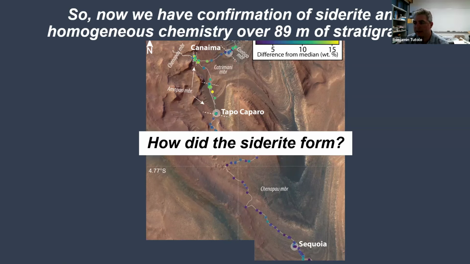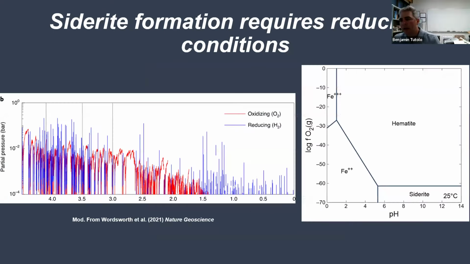Okay, so before we get into that, how did the siderite form? Before we get into destroying it, how did it get into forming? So siderite formation requires reducing conditions. I already mentioned that earlier. And importantly, reducing here means really, really low fugacities of oxygen. So siderite forms below about 10 to the minus 60 bars of CO2 here and at 25 degrees.